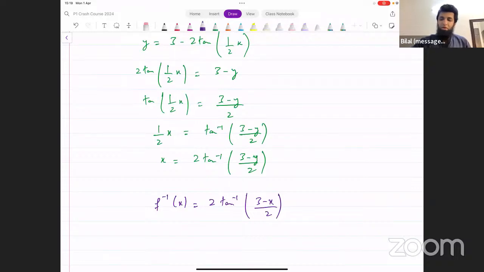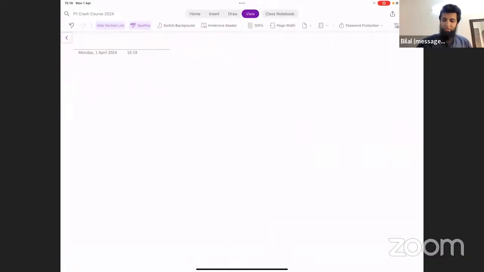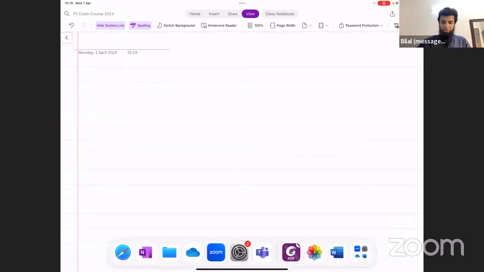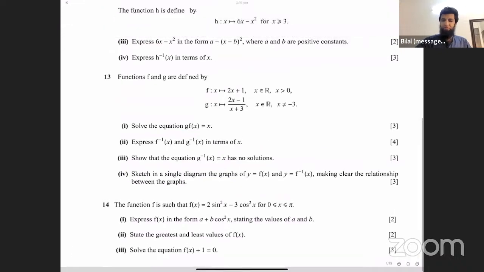No? Okay, let's have a look at another one now. Sometimes what happens is you end up getting square functions. Let's see how to handle problems like that. Again, I'm going to take an example from the worksheet. Question number 14 from the worksheet. Let's try this.